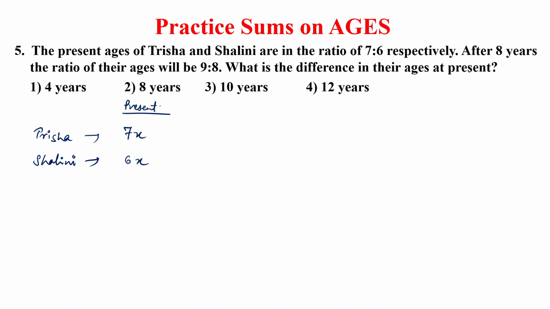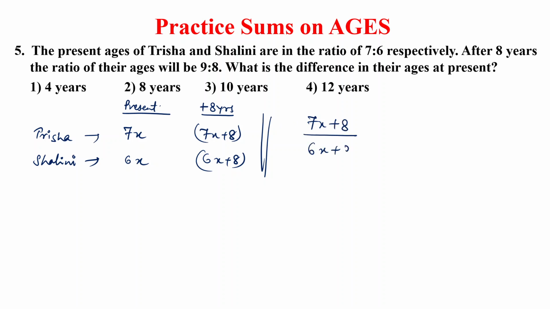So if Trisha is 7x, then Shalini will be 6x, and this is going to be the present age. After 8 years, we can add plus 8 years, and the ages become 7x plus 8 and 6x plus 8, my dear friends. After 8 years the ratio of their ages will be, so what is the equation? 7x plus 8 divided by 6x plus 8 is equal to 9:8.